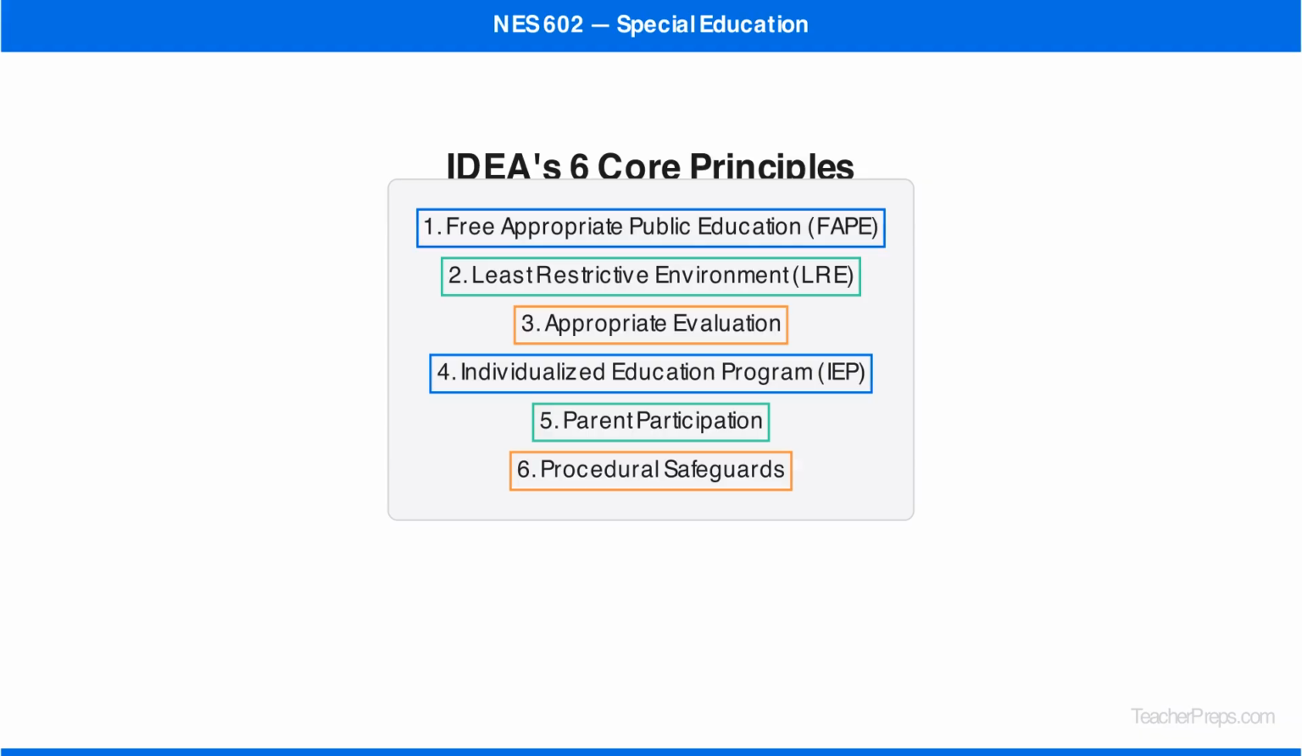Fourth, the IEP, the Individualized Education Program. This is the written document that spells out present levels, goals, services, accommodations, and placement. Fifth, parent participation. Parents are equal members of the IEP team and must give informed consent before evaluation and initial placement. Sixth, procedural safeguards. These are legal protections including prior written notice, access to records, mediation, and due process hearings.